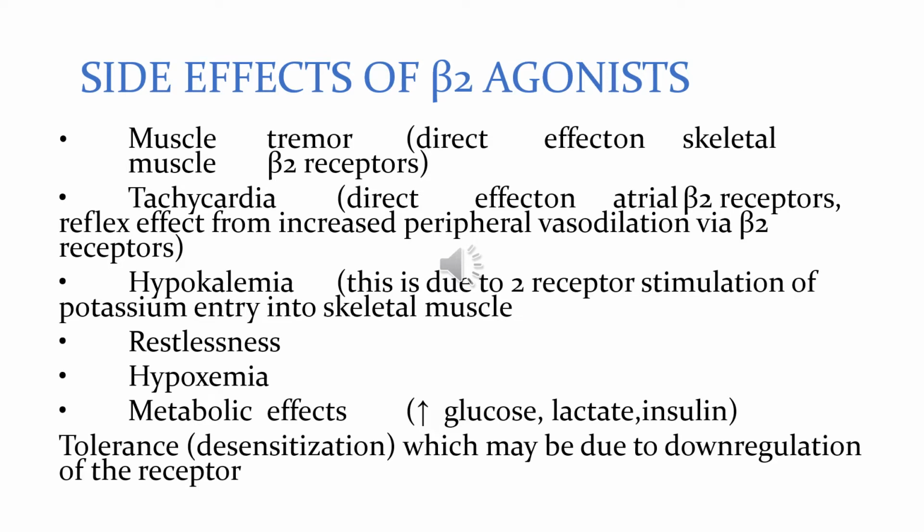Side effects of beta-2 agonists: muscle tremor, due to direct effect on skeletal muscle beta-2 receptors; tachycardia, due to direct effect on atrial beta-2 receptors and reflex effect from increased peripheral vasodilatation via beta-2 receptors; hypokalemia, which is due to receptor stimulation of potassium entry into skeletal muscle; restlessness; hypoxemia; metabolic effects such as increased glucose and lactate; and tolerance, which may be due to downregulation of receptors.